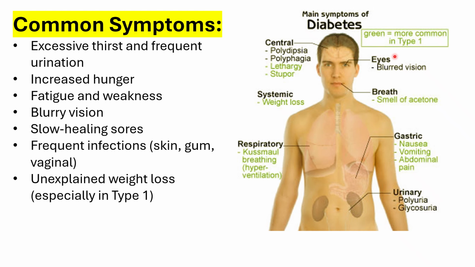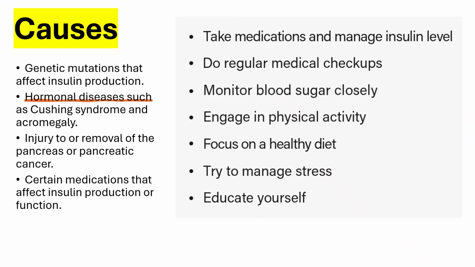So main symptoms of diabetes: blurred eyes, breath smell of acetone. You can actually feel acetone. Nausea, vomiting, abdominal pain is also very common. Polyuria is very common. Glycosuria is also very common. Respiratory issue, hyperventilation is very common. For type 1, weight loss is also very common.